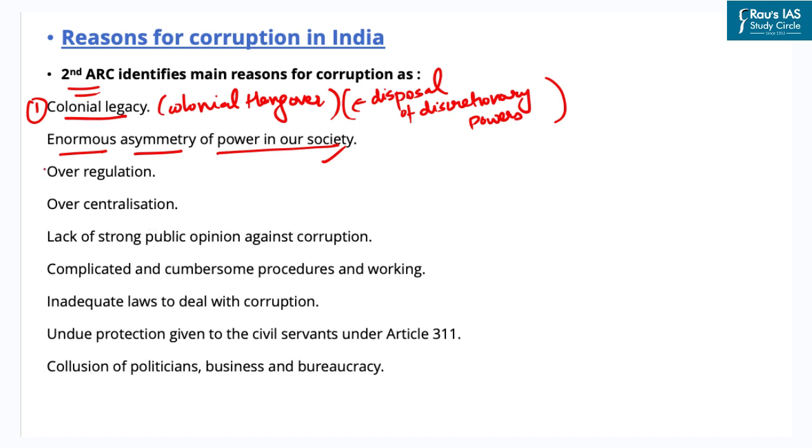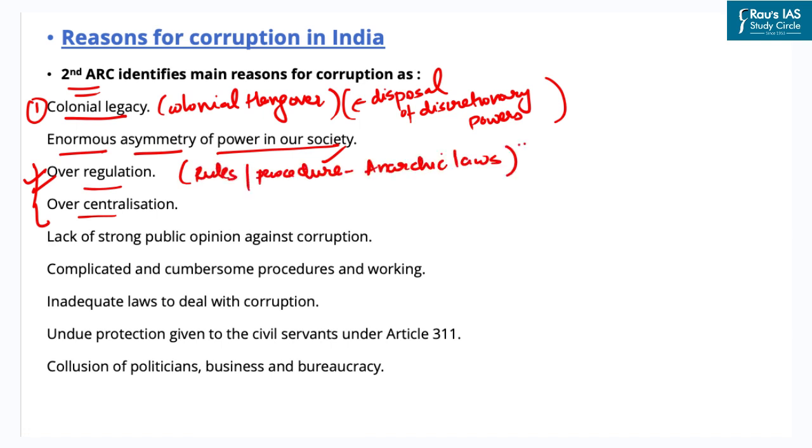Another reason that has been identified by the Second Administrative Reforms Commission is over-regulation and over-centralization, to be looked at together. Over-regulation in the form of rules, procedures, and archaic laws also gives a boost to corruption, as the alternative to these rules is given in the form of corruption or bribery, and in this process bribery becomes institutionalized.